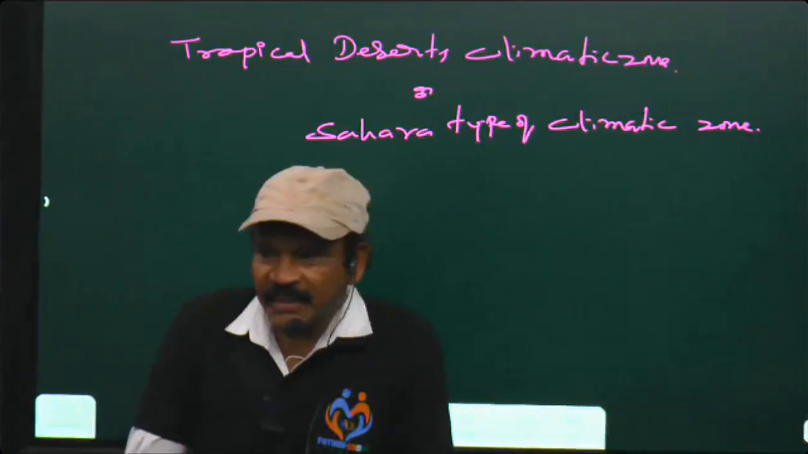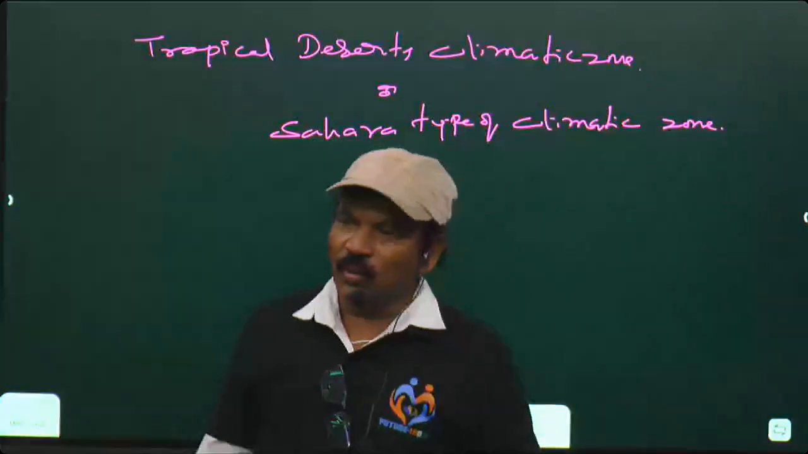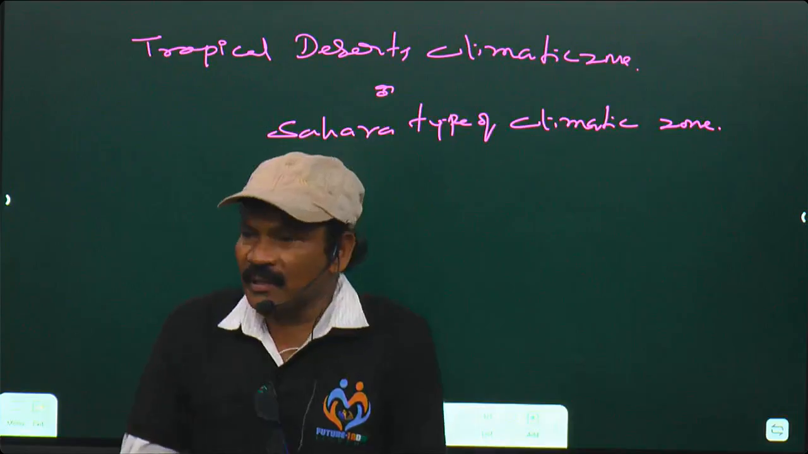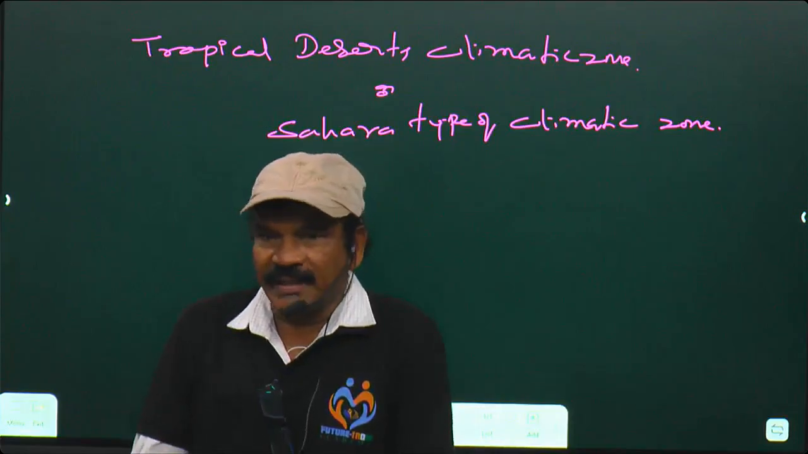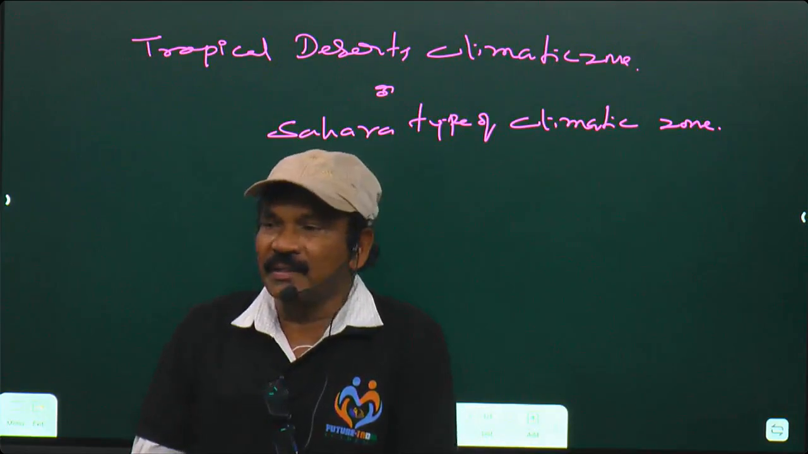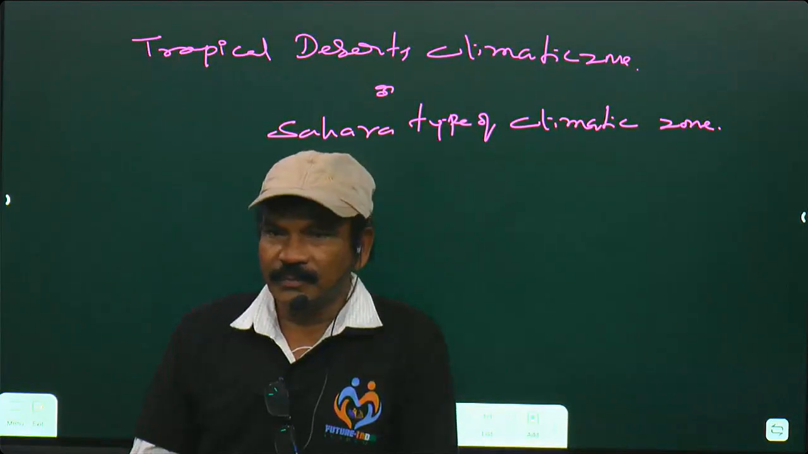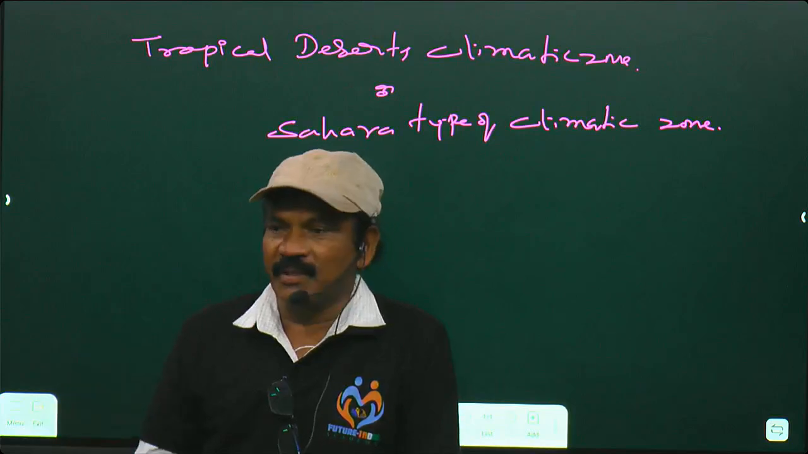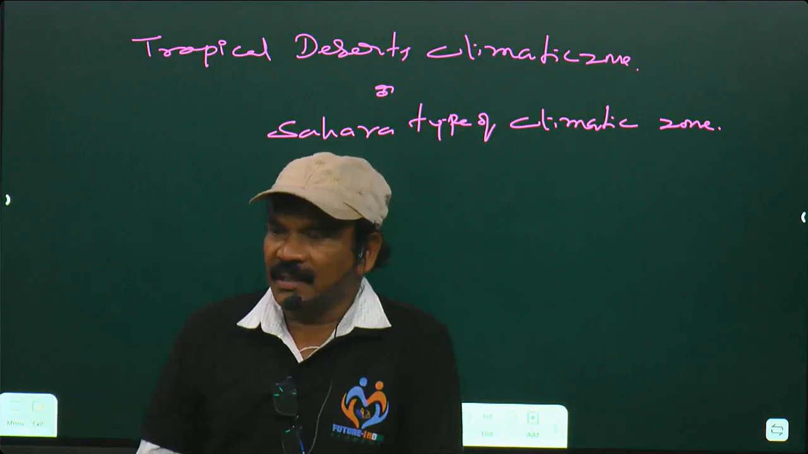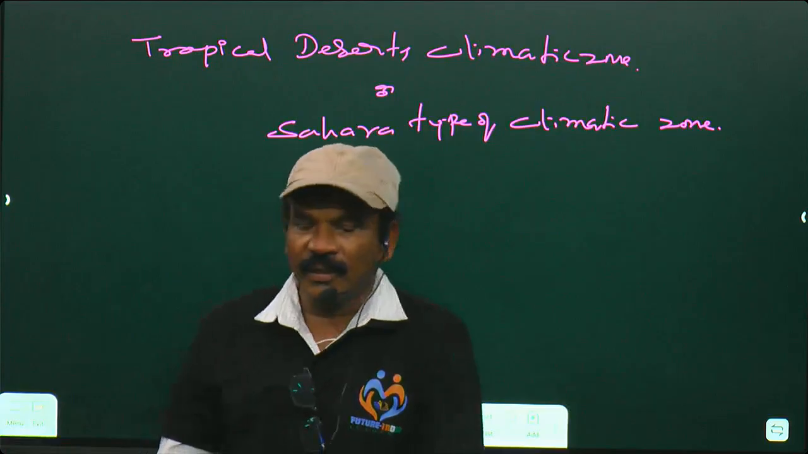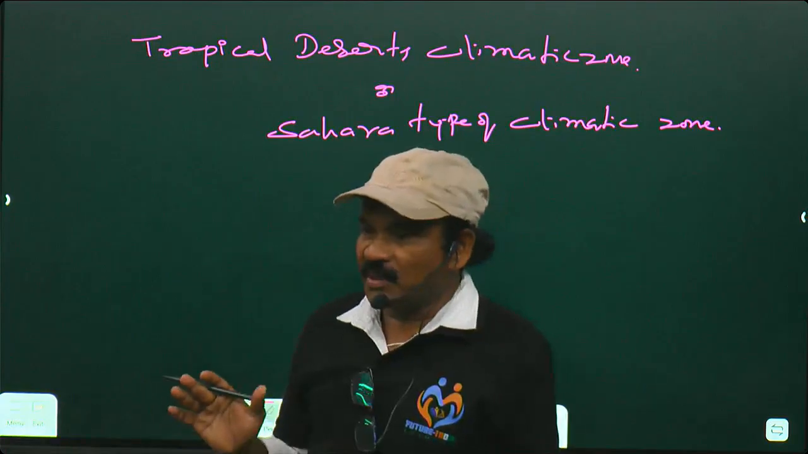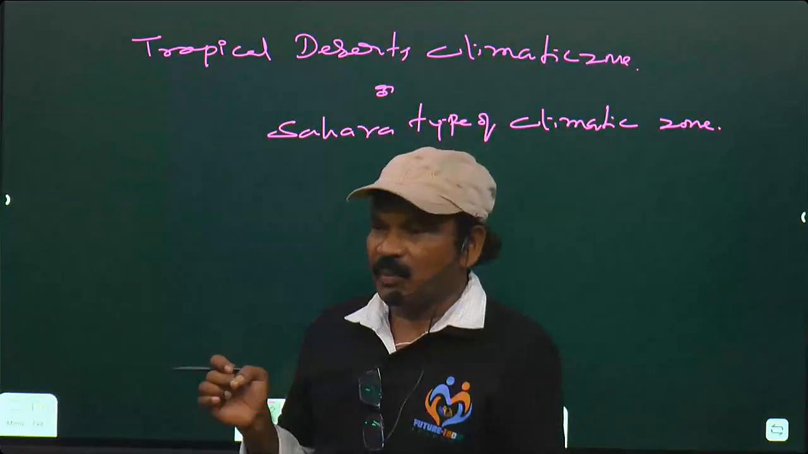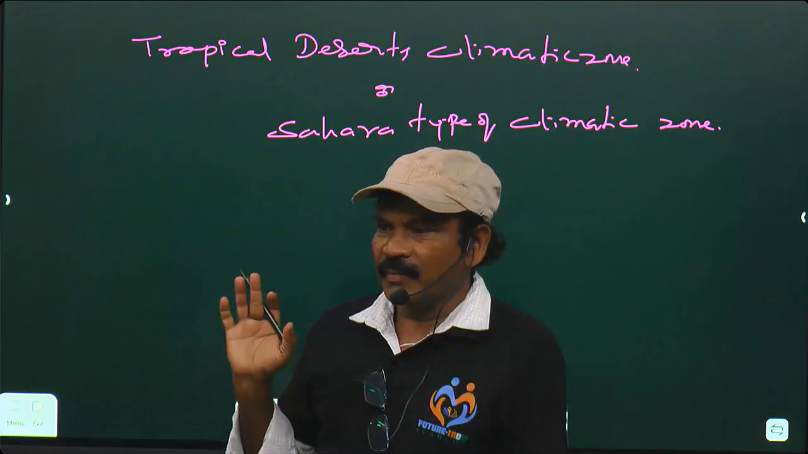As per the temperature, the whole earth is classified into three climatic zones. One is a tropical climatic zone. The second one is a temperate climatic zone. Third one is a polar climatic zone. Again, these three climatic zones are classified into 13 climatic zones as per precipitation, temperature, flora and fauna.